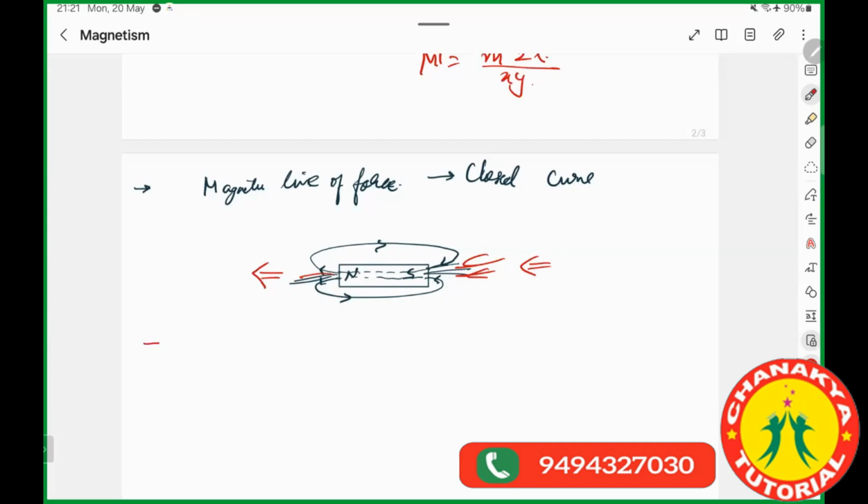So the second one, we can say something like that. In these corners, or let's say poles, the strength is always higher compared to any other place. And the more magnetic field lines, the more the strength.